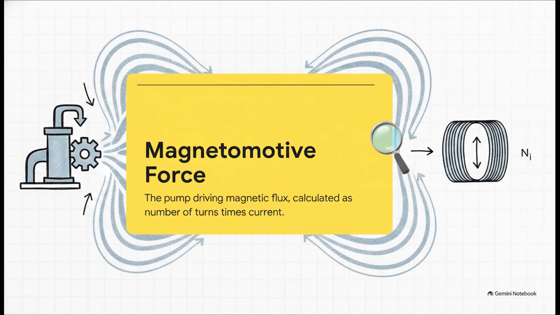And the coolest part? It's wonderfully simple to calculate. You literally just multiply the number of turns in your wire coil, that's N, by the electrical current flowing through it, which is I. This gives us what we call ampere turns. Simply put, the more turns of wire and the more current you have, the harder you're pumping that magnetic flux.